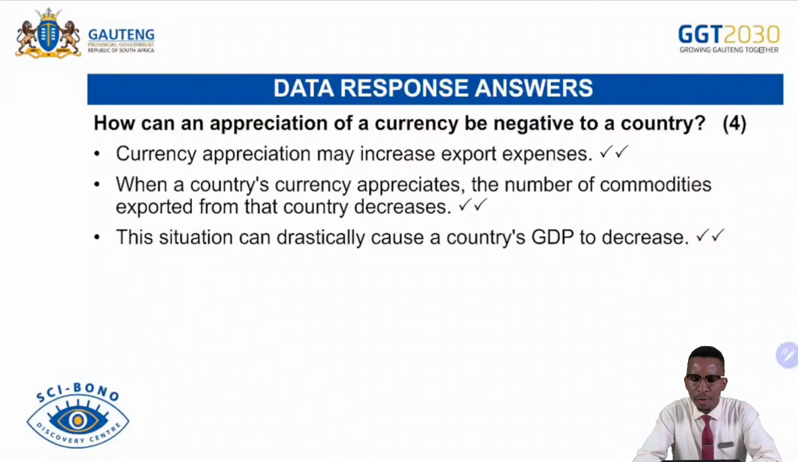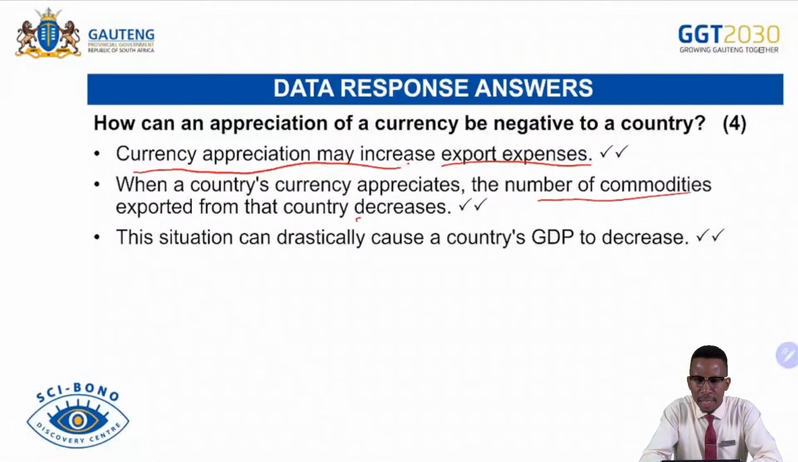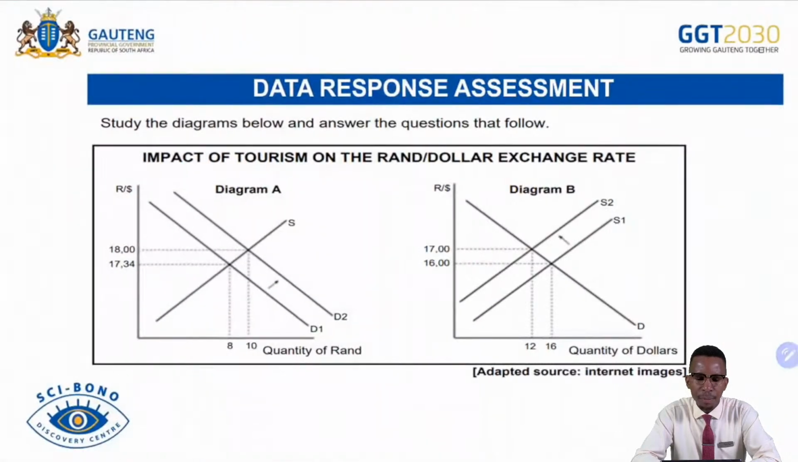How can appreciation of the currency be negative to the country? The currency appreciation may increase the export expenses. When the country's currency appreciates, the number of commodities exported from that country decreases. This situation can drastically cause the country's GDP to decrease.